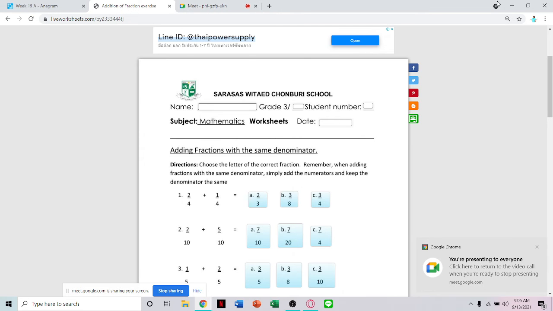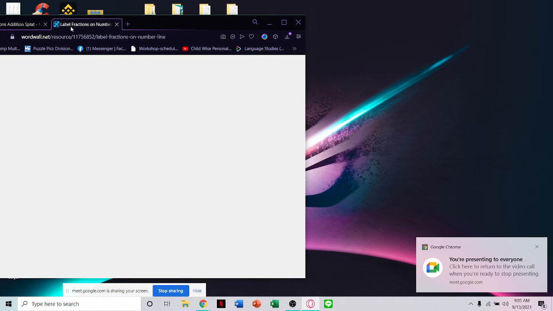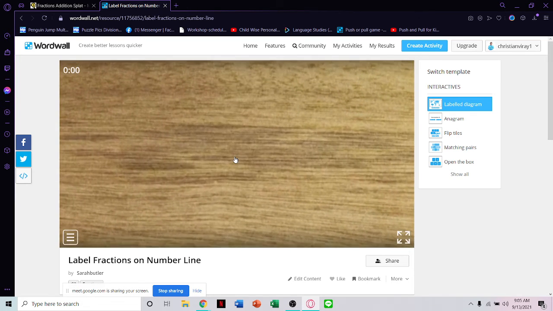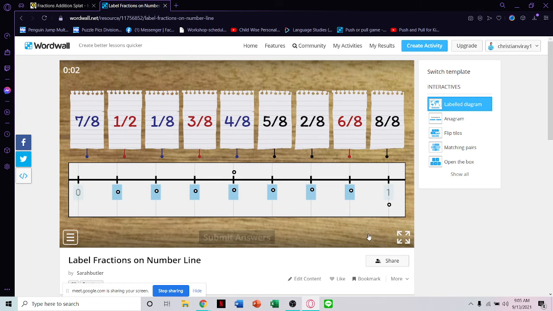Before this, I have another verbal activity. Okay, I have another activity first. It's this one. Do you see this? We have another activity. It's called table fractions on a number line. Do you see my screen?